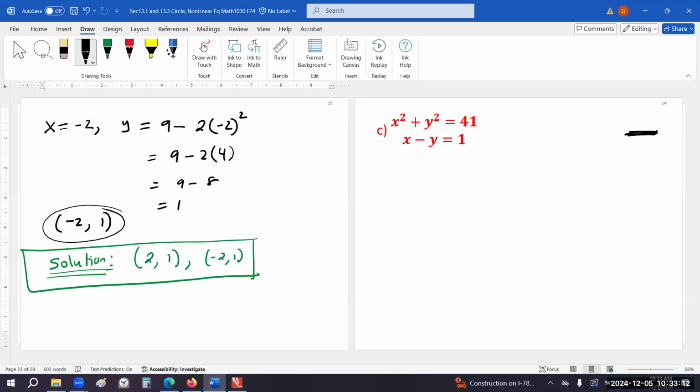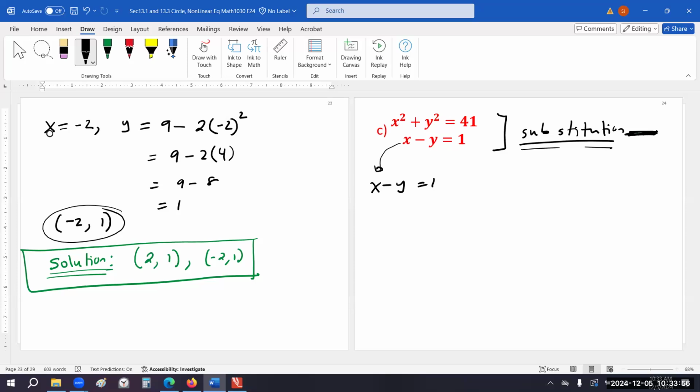So substitution is the best choice. That means we are going to solve for one variable from one equation and then substitute it back into the other equation. So solving for which variable would be easier? What do you think? Y? Yes, you can solve for y, but y has a negative sign in the front, right? So which one will be even easier? X, because x is already positive.